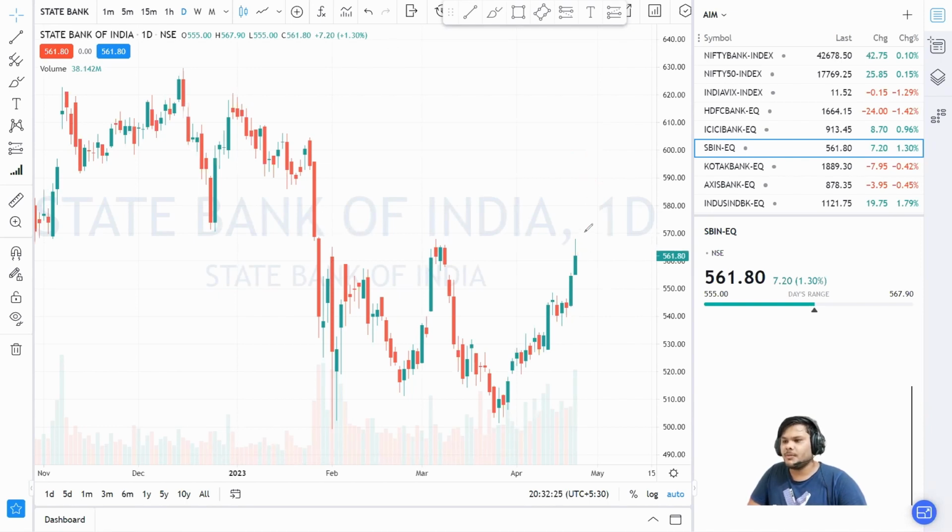But if it opens gap up around 570 or 568 and shows negative movement, then you can consider it for selling. Target will be around 562, round level 555.